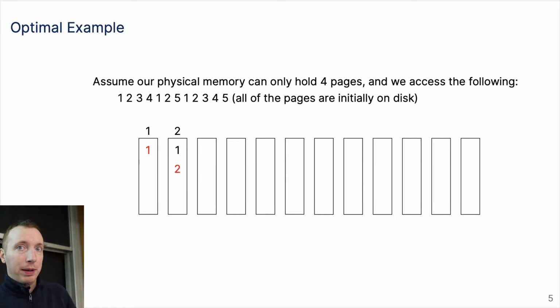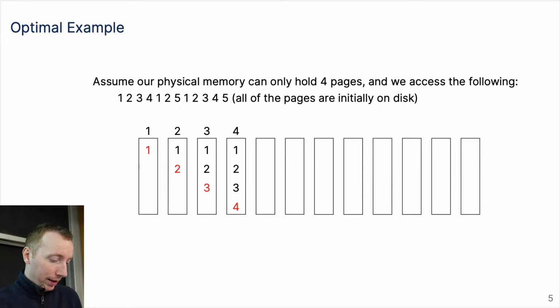So if we access page 2 next, then it's not in memory, we have to bring it in. We have 4 slots in our memory, so we can keep page 1 around. So we bring in page 2 as well, and now there are pages 1 and 2 in memory, and that would also be a page fault. Then we have page 3, same story, it's not in memory, we can load it in, page fault, it's in red. Same story for number 4, not in memory, we bring it in, it's in red.